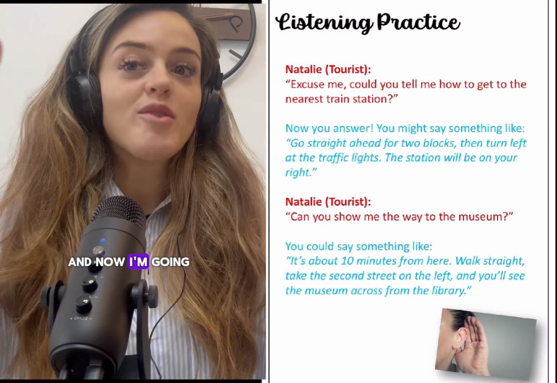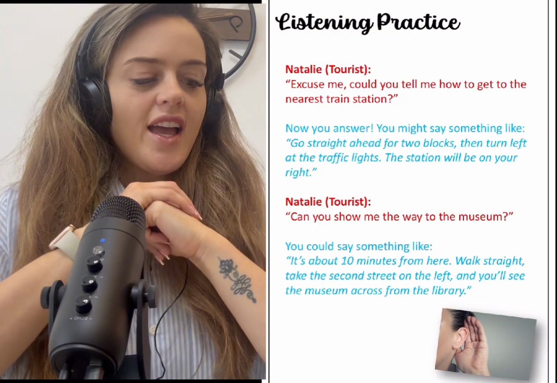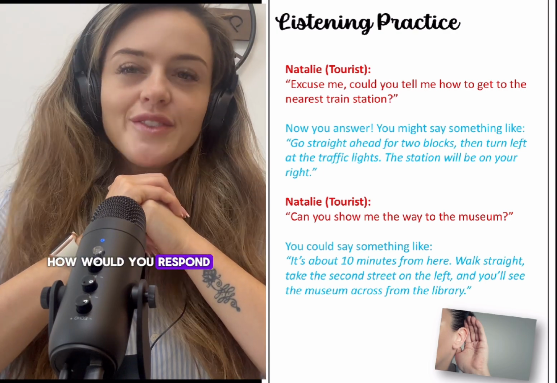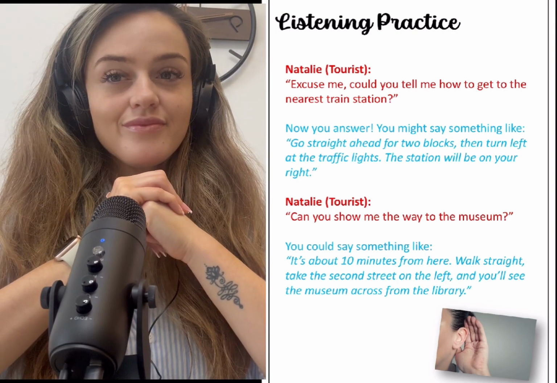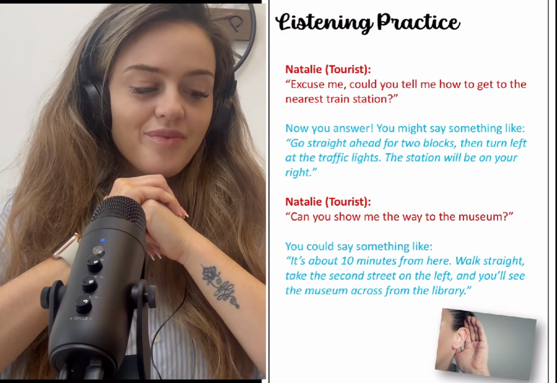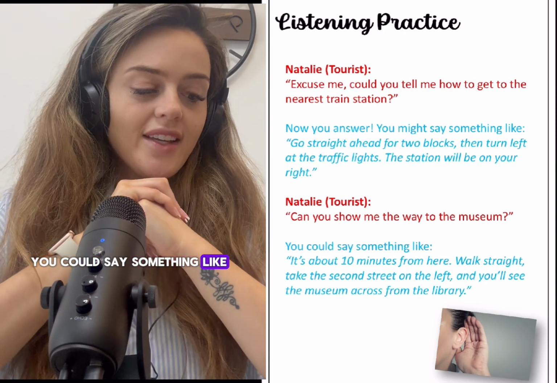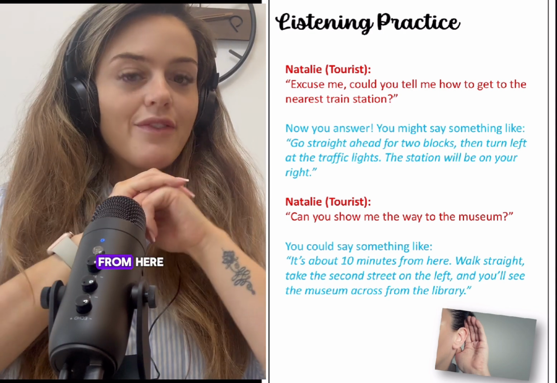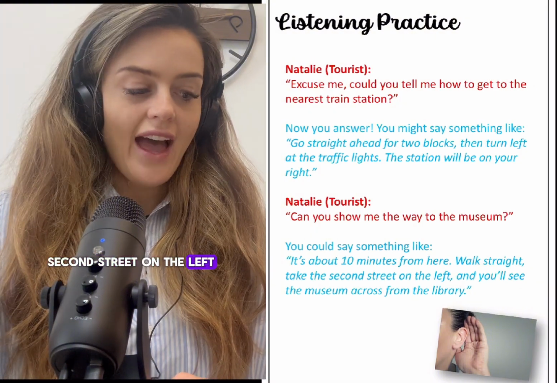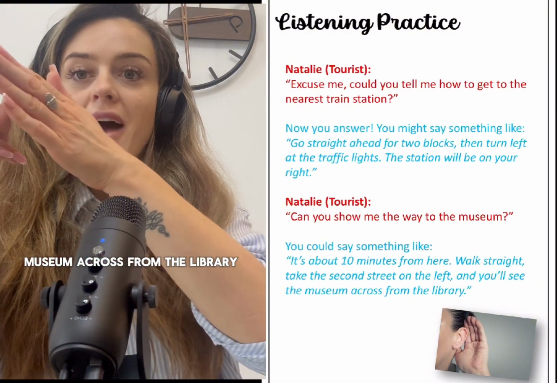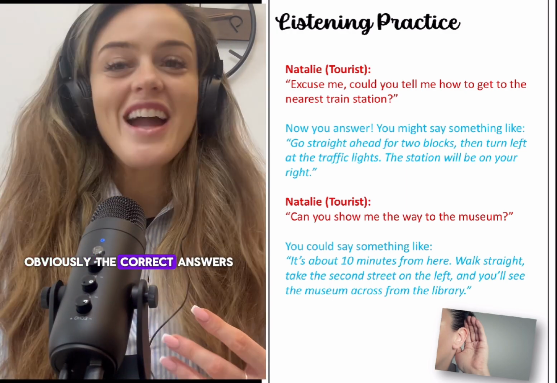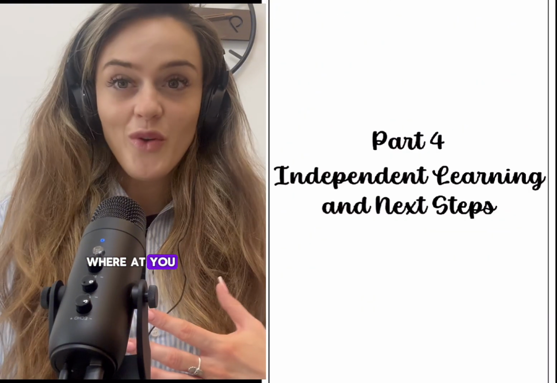And now I'm going to approach you again and say, can you show me the way to the museum? How would you respond? Wonderful. You could say something like, it's about 10 minutes from here. Walk straight, take the 2nd street on the left, and you'll see the museum across from the library. Obviously, the correct answers will vary depending on where you're asking to go.